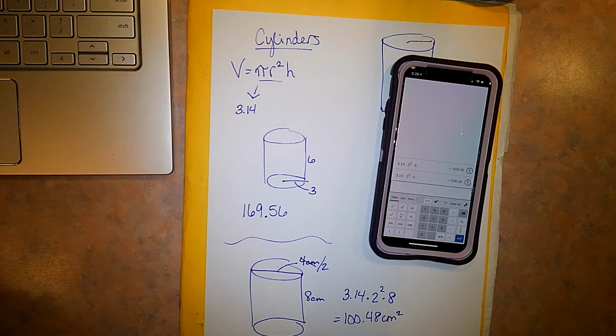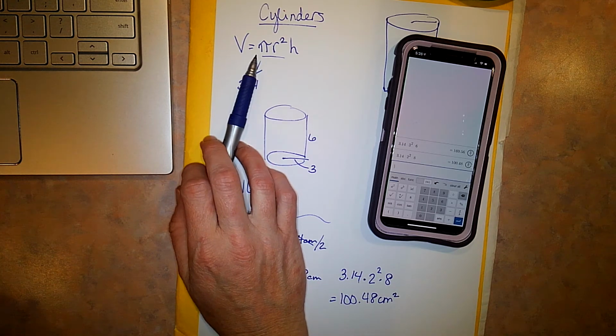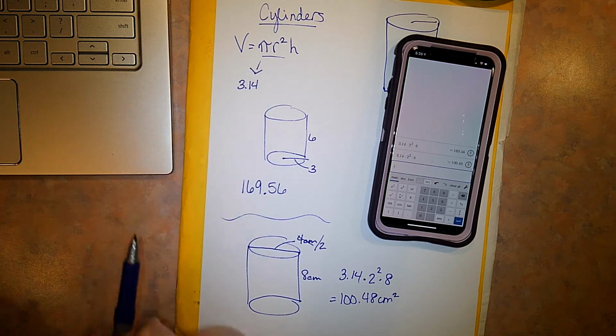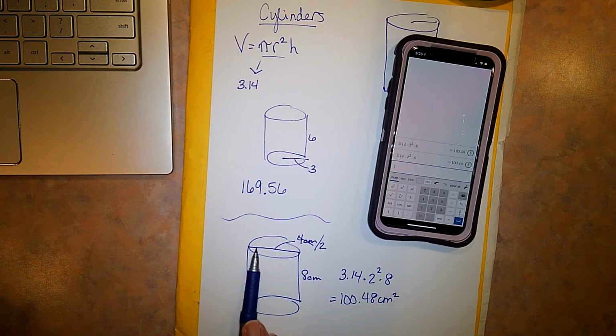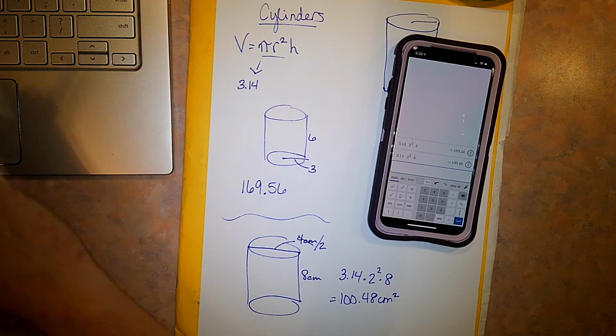That is all that is to the volume of cylinders. Not hard, really. It's just knowing how to plug the numbers in that they're giving you. Same formula every time. Only difference is if they give you the whole distance, you need to cut it in half because you want the radius.